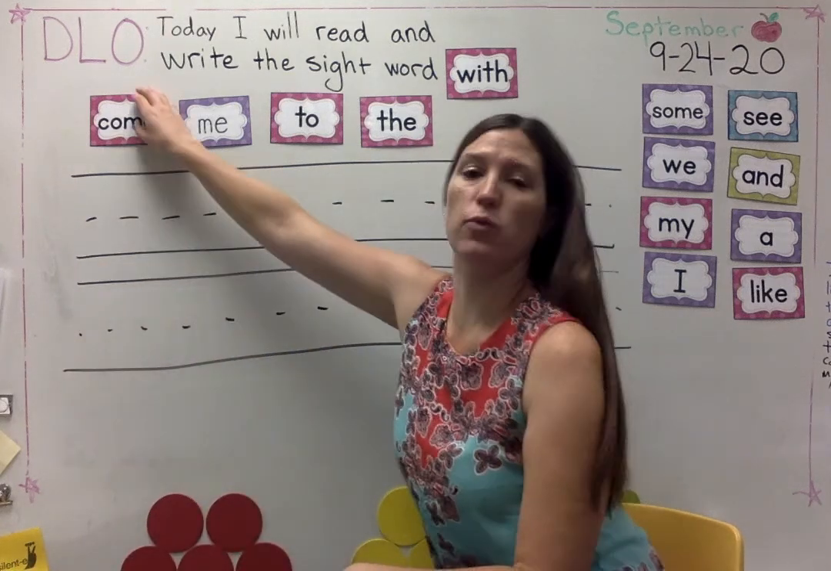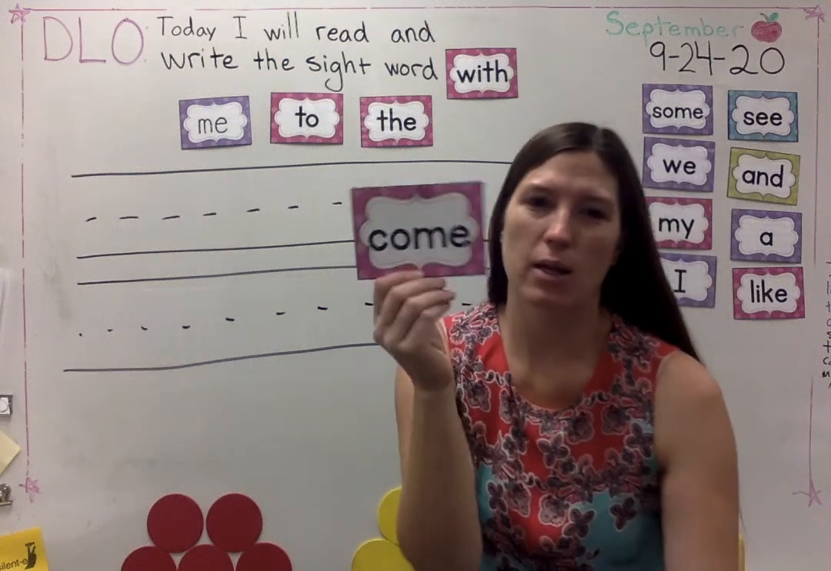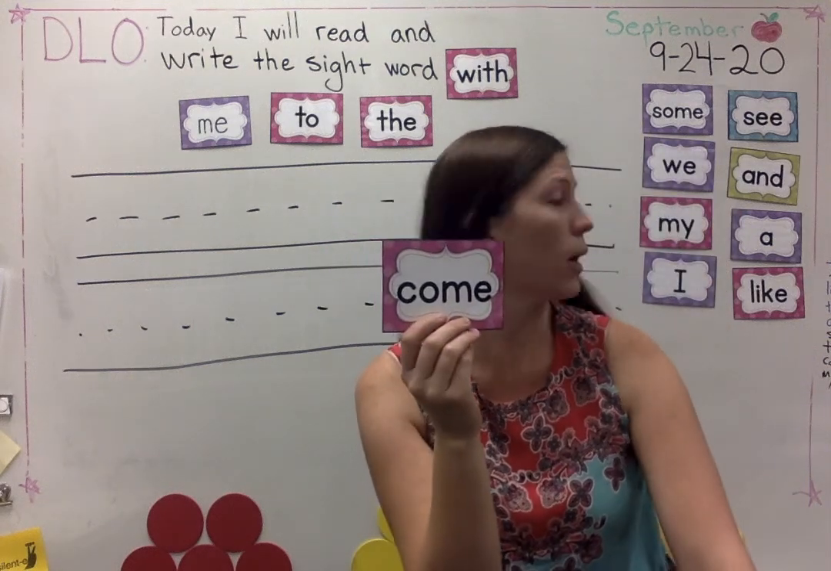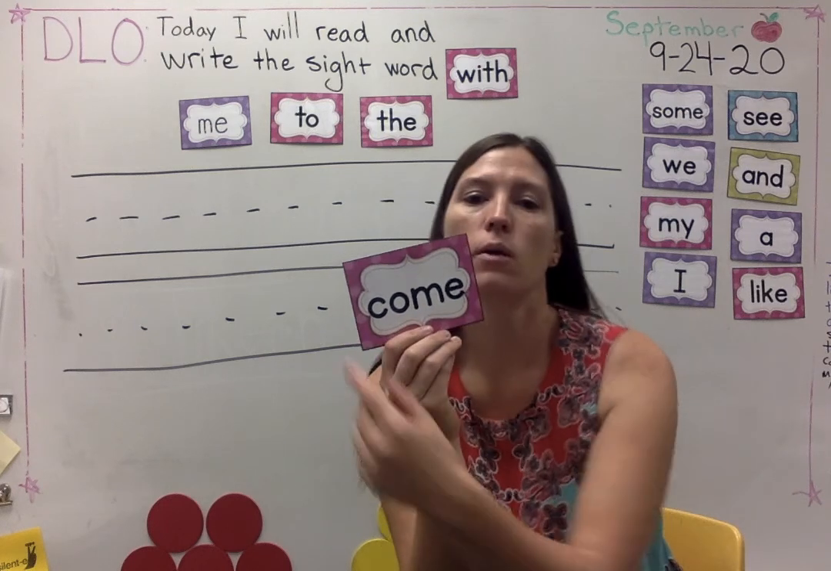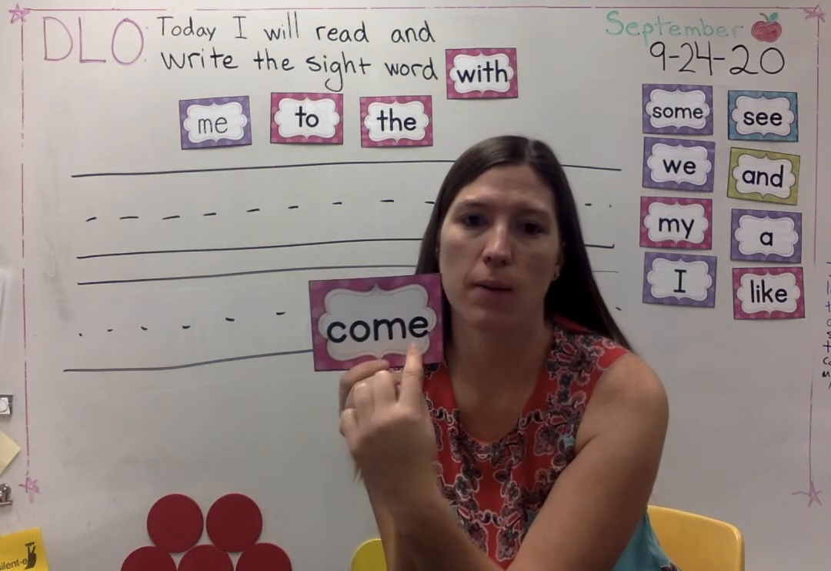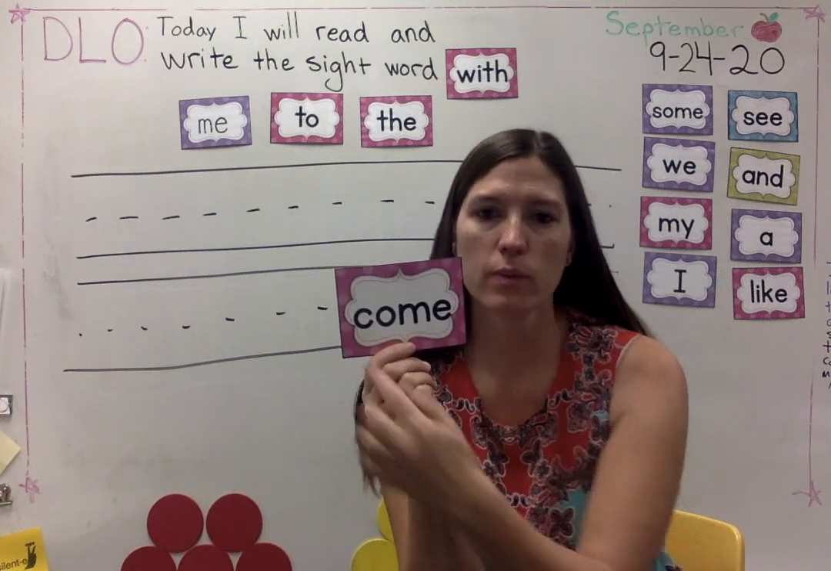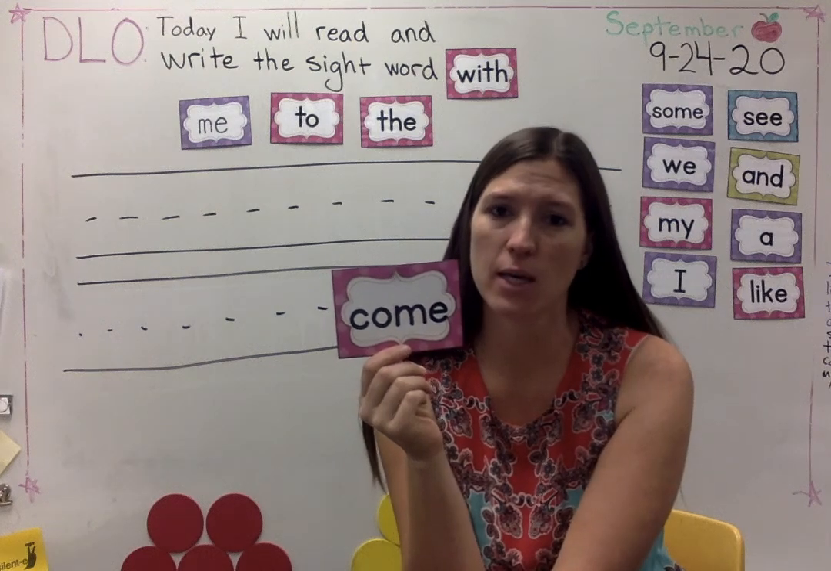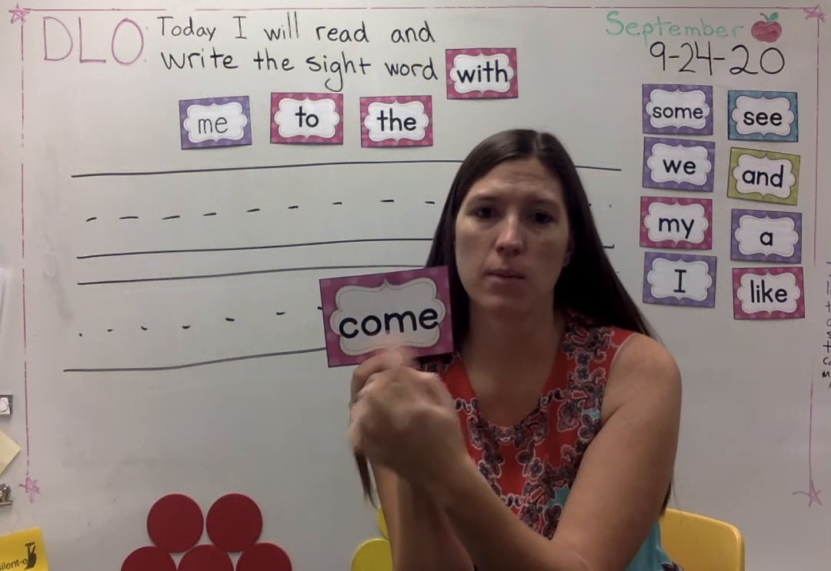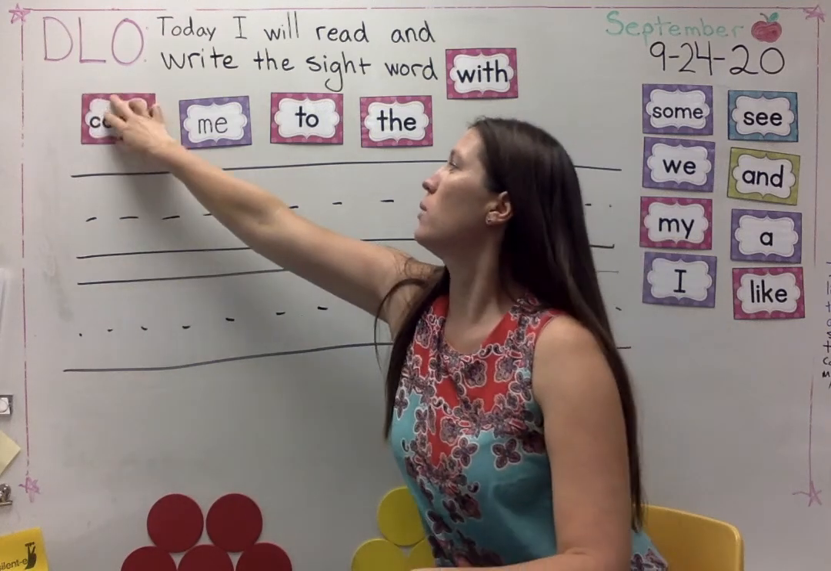All right, let's review the sight words that we're using today. I'll play half the song for come. C-O-M-E, come. C-O-M-E, come play ball with me. C-O-M-E, come and climb a tree. That was just a quick review.